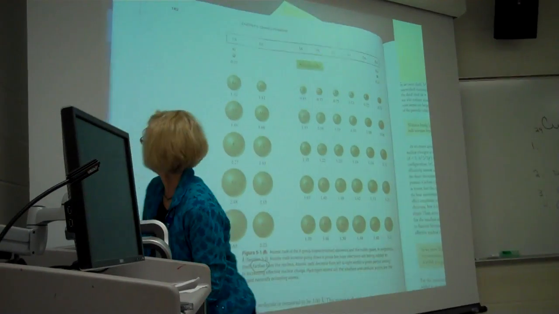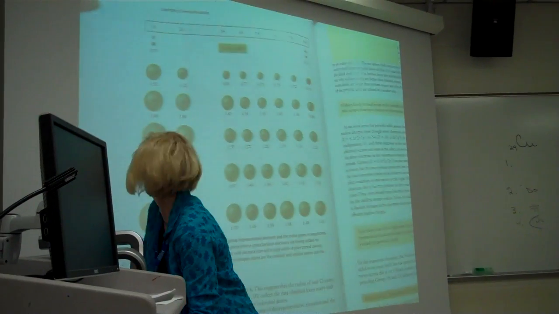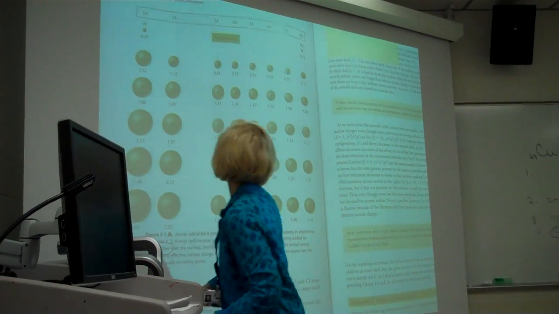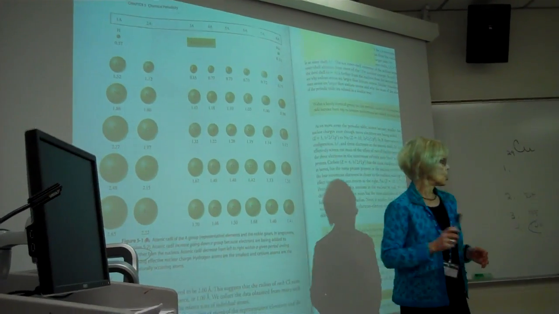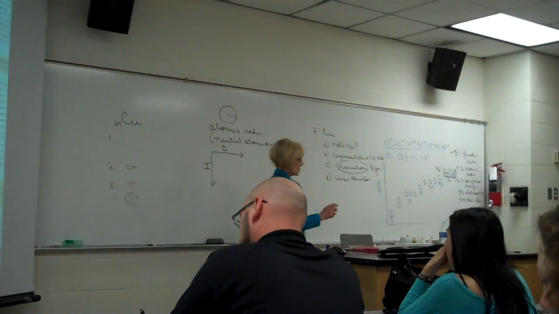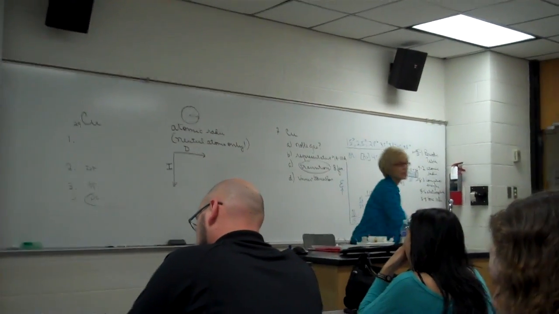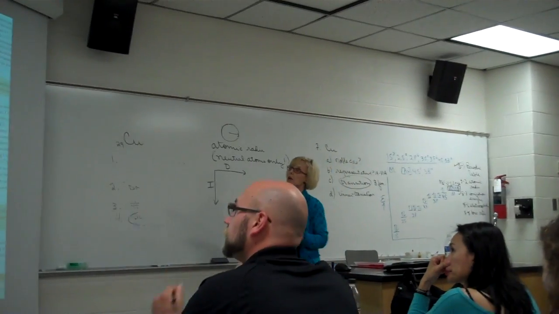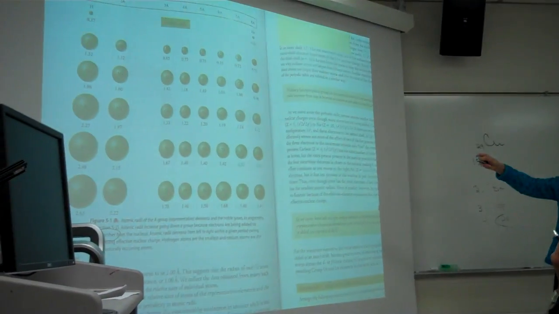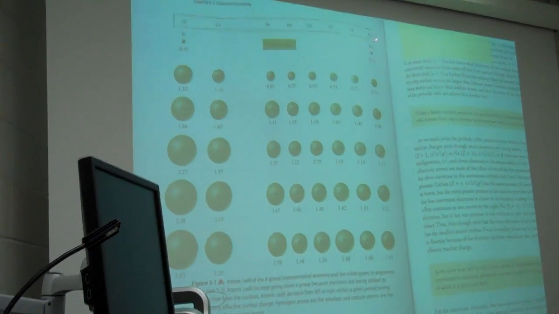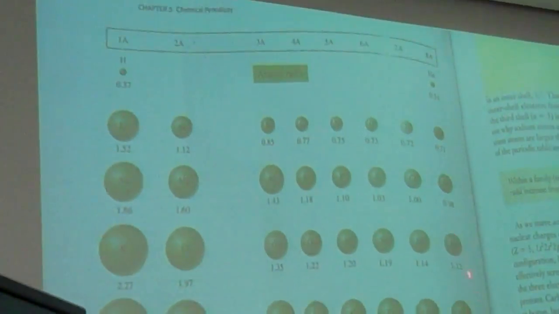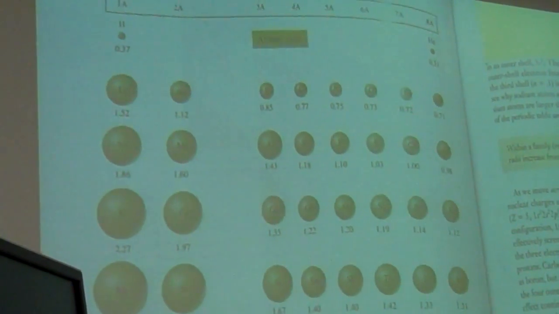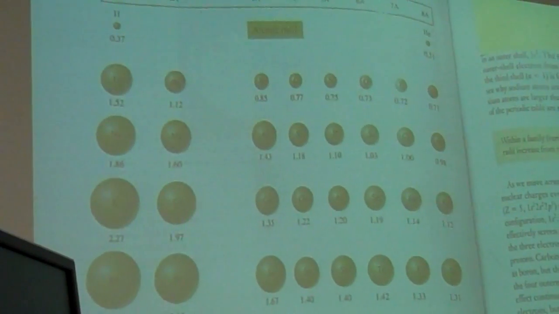On page 182, if you have your book, you might want to open it to that page. On this page, they are taking some of the representative elements. They've left out the B family. But you see how they have 1A through 7A. They're also including the 8A or the noble gases there. These are the actual measurements.